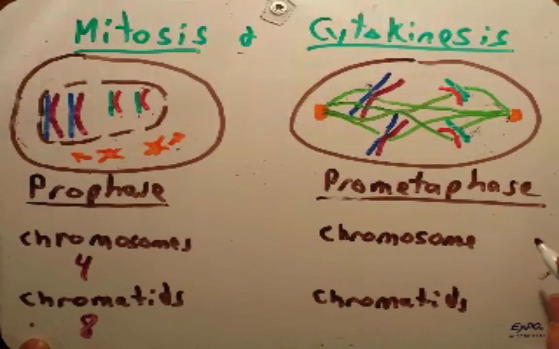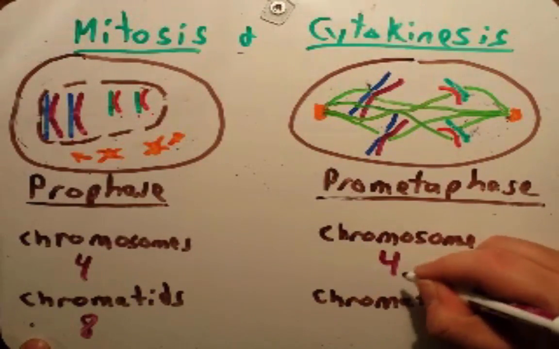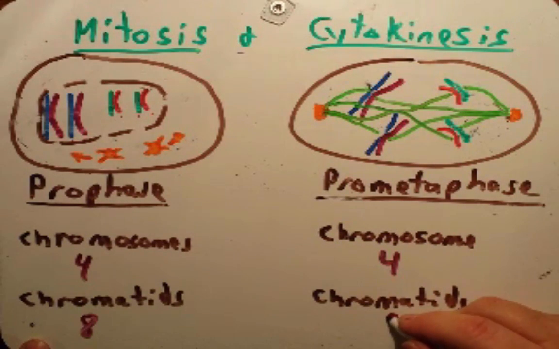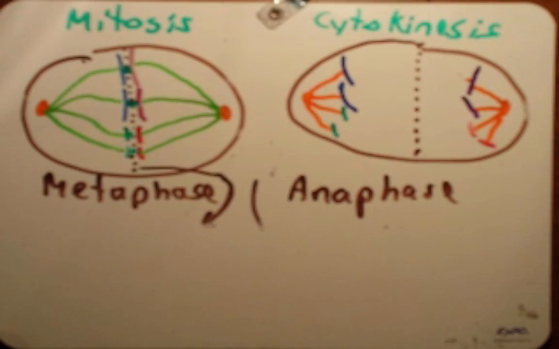The chromosomes are still together, and as long as they're together, we're going to call them 4 chromosomes. And we'll still have 8 chromatids. As long as the chromosomes are held together at the centromere, they will be counted as the same chromosome. So let's do the same here.